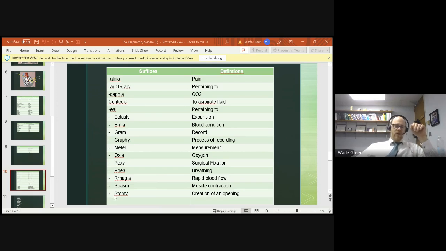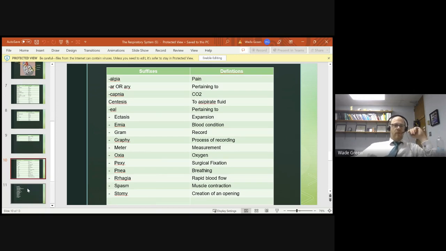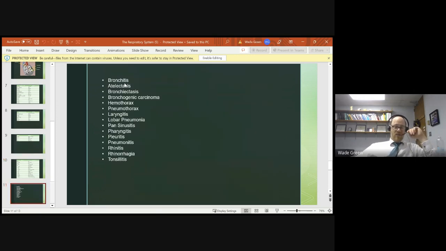And then we have a suffix called stomy, which is creation of an opening. So we have a thoracostomy, a creation of an opening in the chest, maybe to access the lungs or some other structure. Some additional terms here: bronchitis, inflammation of the bronchi. Atelectasis, we talked about this in class, incomplete expansion. Bronchiectasis, a condition pertaining to the bronchi. Bronchogenic carcinoma, cancer that originates in the bronchus.